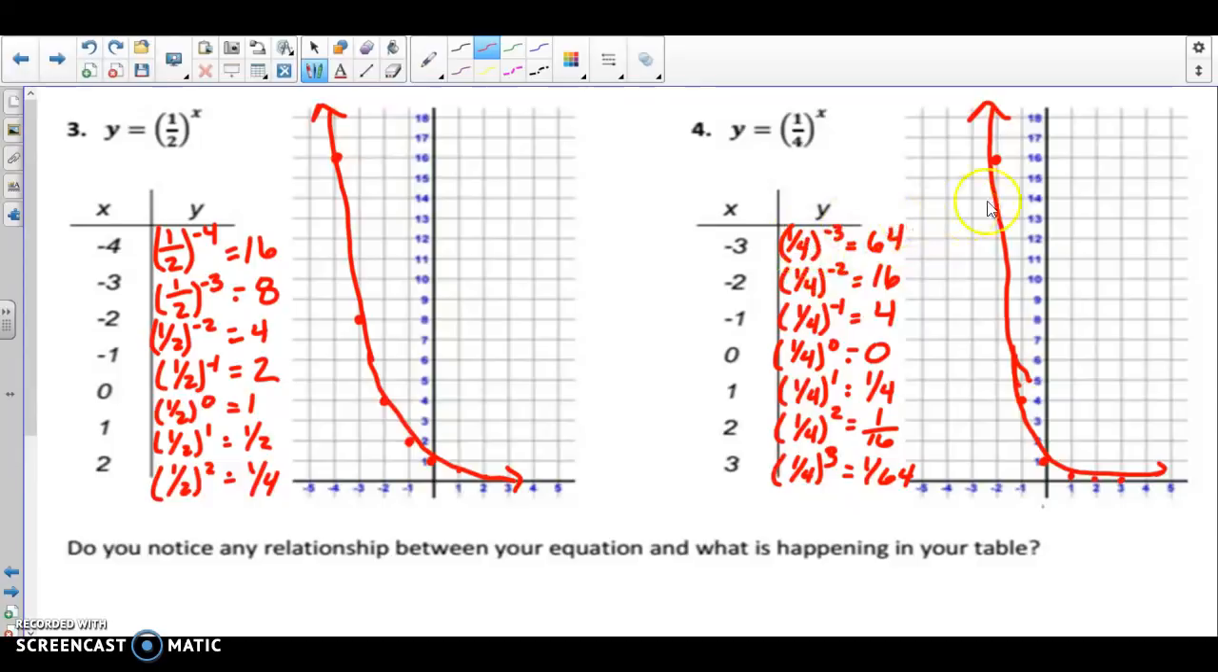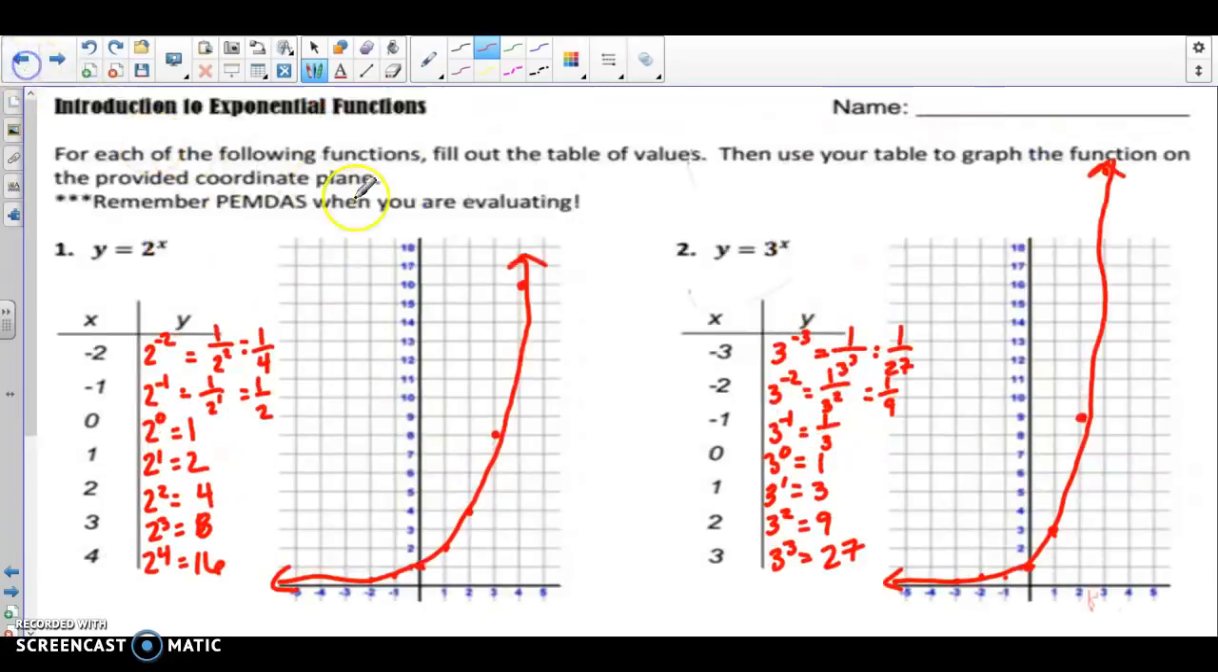You should have just paused the video and completed these 2 graphs, and here's what your 2 graphs should look like for y is equal to 1/2 to the x and y equals 1/4 to the x. As we're looking at these graphs, we want to notice a relationship between our equation and what's happening in our table. If we look back at the first 2, how did we go from 1 to 2? Well, we multiplied by 2. How did we go from 2 to 4? Again, we multiplied by 2. 4 to 8 by 2, 8 to 16 by 2.